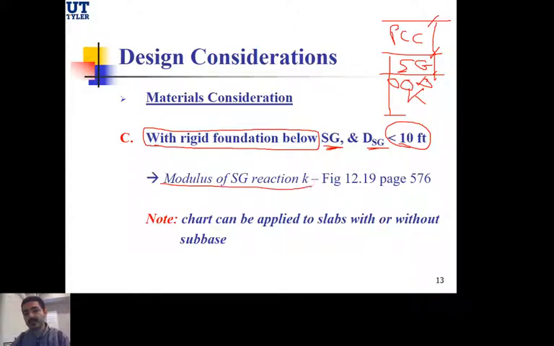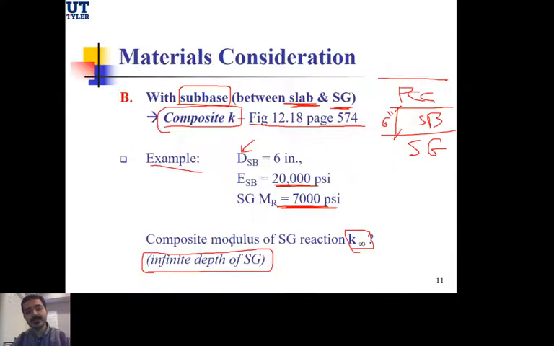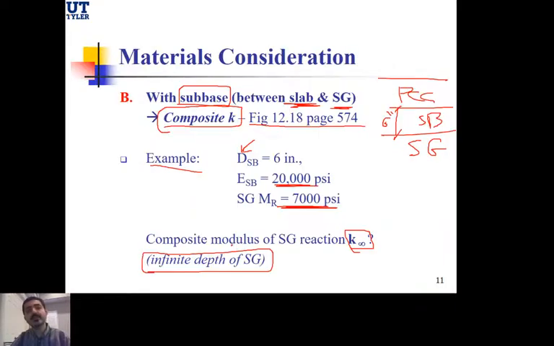Again, we need to get the modulus of the subgrade reaction, K, from figure 12-19 on page 576. So this chart again can be applied to slabs with or without subbase, by the way. So case C is something you need to ask yourself after applying case A or B. So the very first step, you need to ask yourself, do I have a base or do I not have a base? If you do not have a base or a subbase, you're gonna go to case A and get a K value. If you do have a subbase, you're gonna go to case B.